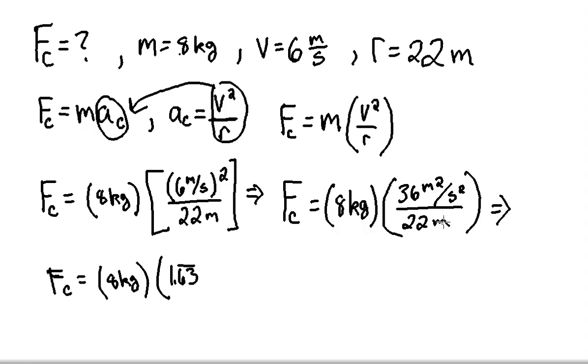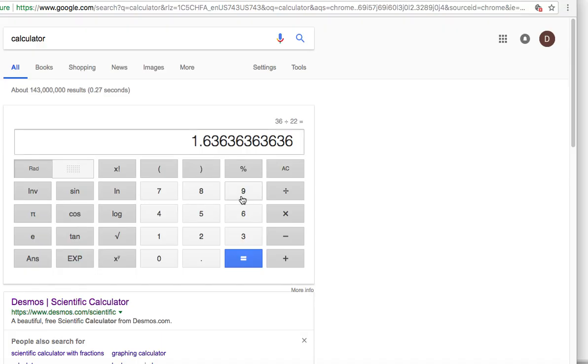And let's look at what happens here. Our meters here cancel out with our square meters here, and we're left with a meter divided by a square second. Now all I need to do is multiply these two numbers. So 8 times 1.63 repeating. So I'll just multiply this by 8. The order of multiplication does not matter. And you get 13.09 repeating.